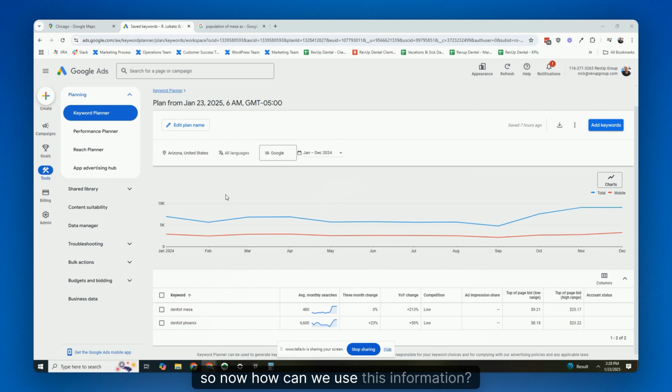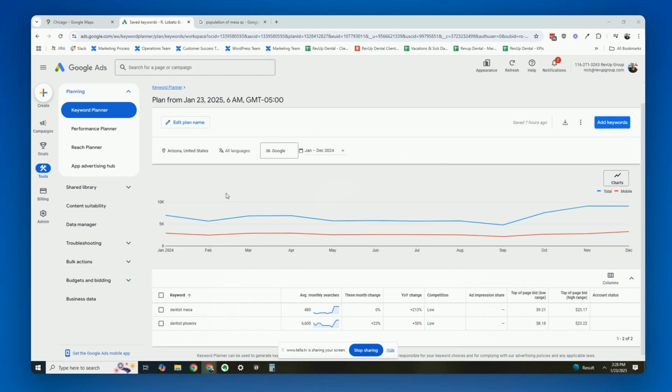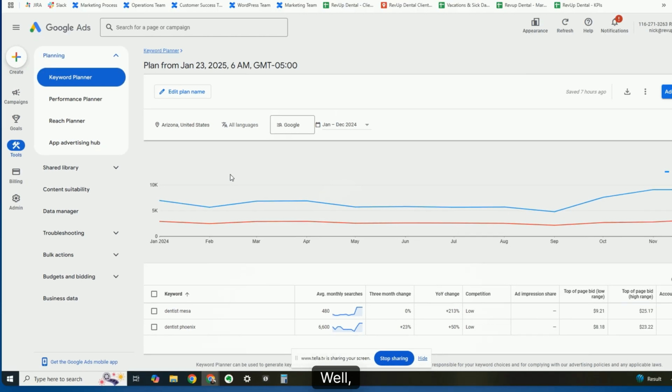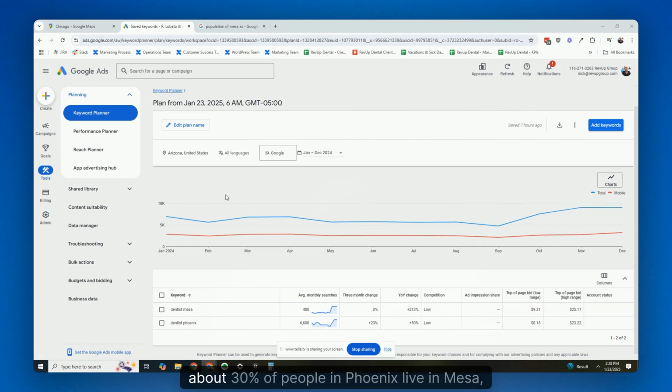Okay, so now how can we use this information? How do we make the best decision in terms of, should we target dentist in Phoenix or dentist in Mesa? What's going to get us the best results? Well, if we know that about 30% of people in Phoenix live in Mesa, right? We can estimate that there's a 1 in 3 chance, right? 1 in 4 chance that if they're searching for dentists in Phoenix, they might be located in Mesa, right? Now, if someone's searching for a dentist in Mesa, they're very likely to be located in Mesa, right? They're looking for a dentist in their area.